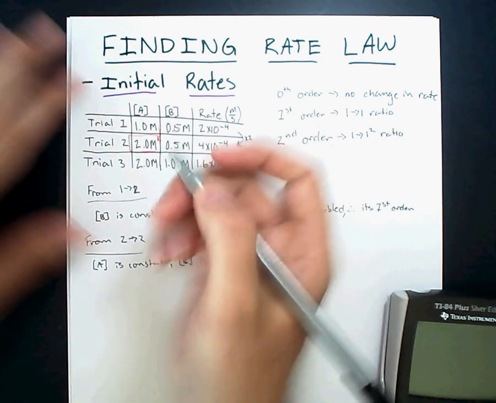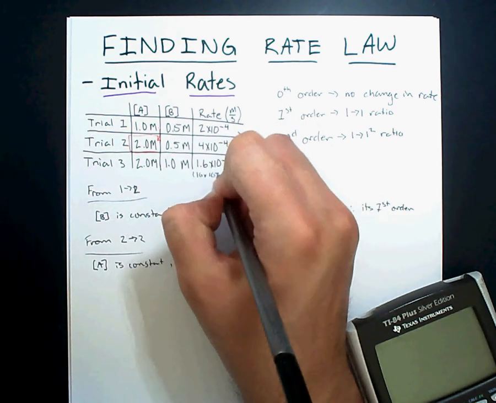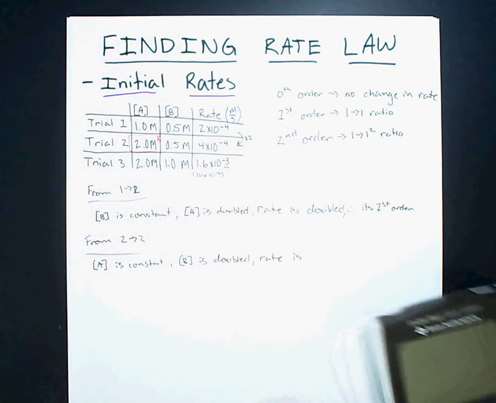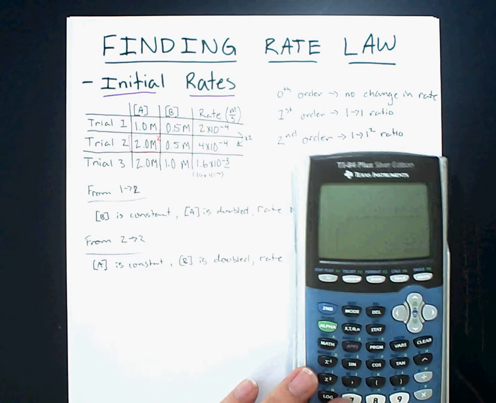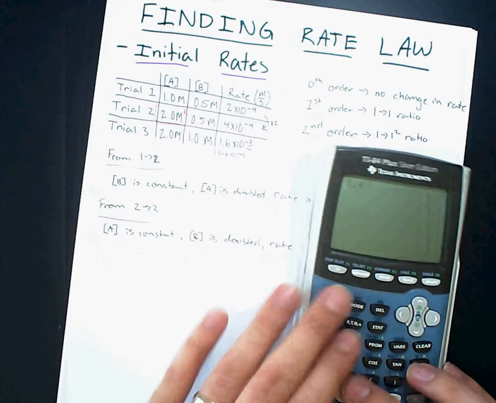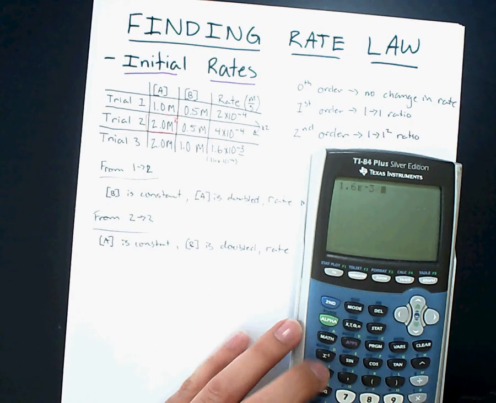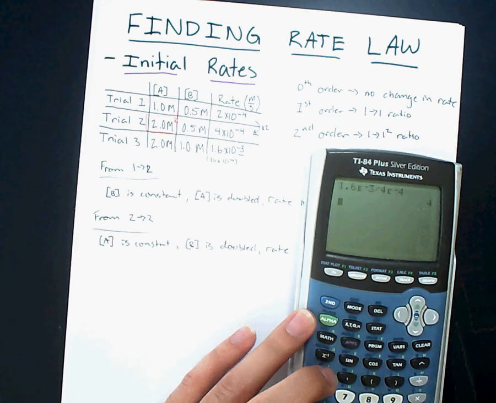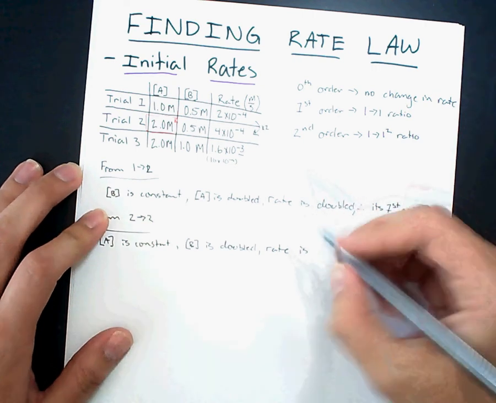The other way of writing this is 16 times 10 to the negative fourth. So it goes from 4 times 10 to the negative fourth to 16 times 10 to the negative fourth. That is being multiplied by a factor of 4. You can also do it in your calculator. 1.6 times 10 to the negative third divided by 4 times 10 to the negative fourth. Hey, look, it goes up by a factor of 4. We would call that being quadrupled. So it is quadrupled.